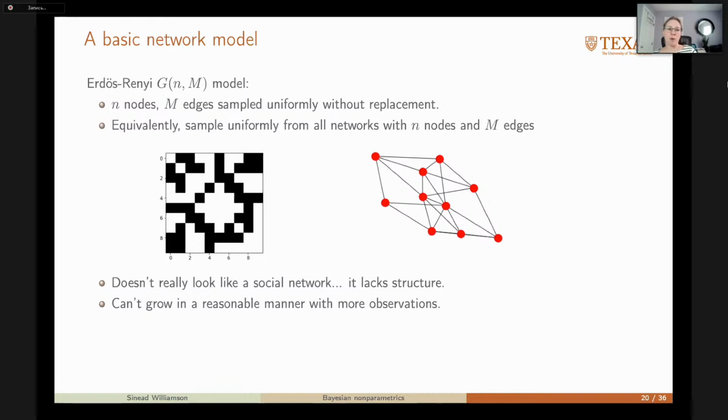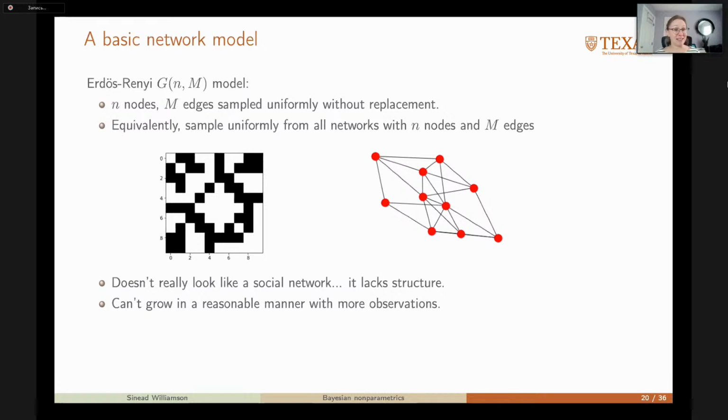This is a model where we assume that we have n nodes and we're going to have m edges. And we're going to just sample them uniformly without replacement. Right? And this is a model for an undirected graph. So we're effectively sampling m entries from the upper triangle of the potential adjacency matrix. Okay, so on the left, we have an adjacency matrix sampled, where basically we have picked a random m edges. And then we've got a network representation on the right.